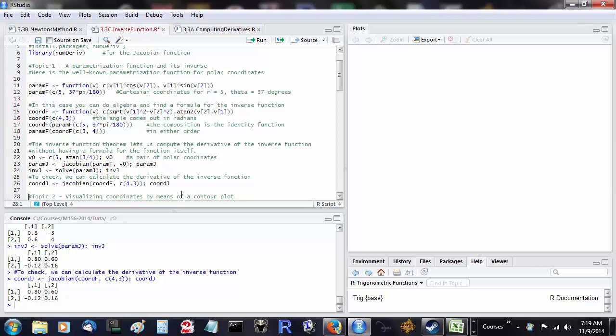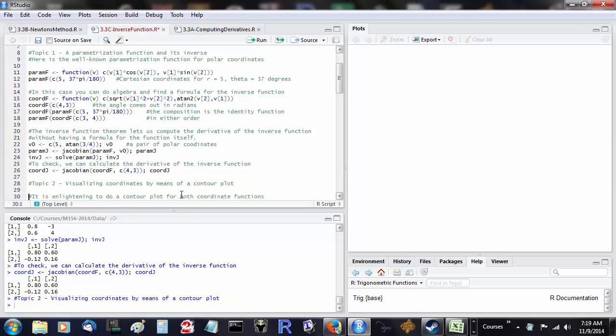Arguably, that's all there is to the inverse function theorem. But now let's try looking at what's going on using a contour plot. This will work very nicely when we have inverse functions for functions from R2 to R2.